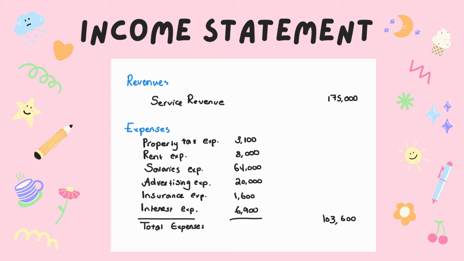So I'm gonna get a positive answer when I subtract. So revenues less expenses equals net income or net loss. For this question, we're gonna have positive 71,400. Since it's positive, it's gonna be net income. If you get a negative answer, it means it's a net loss.